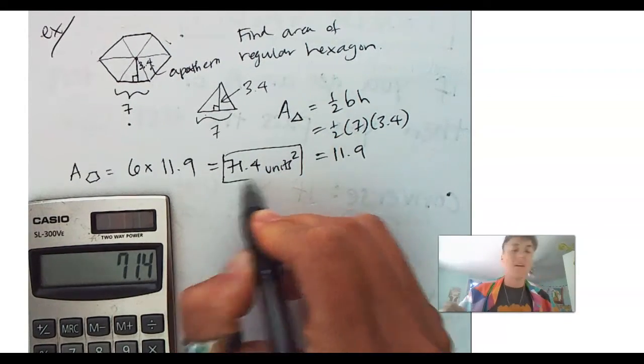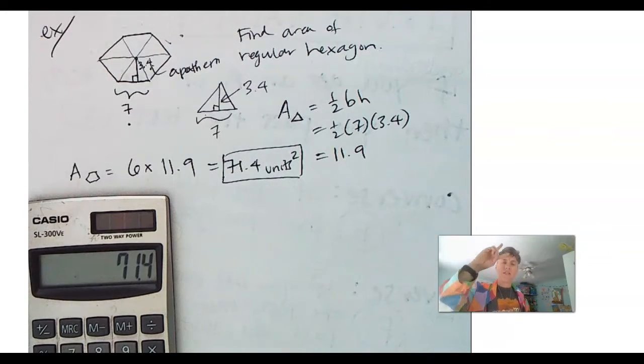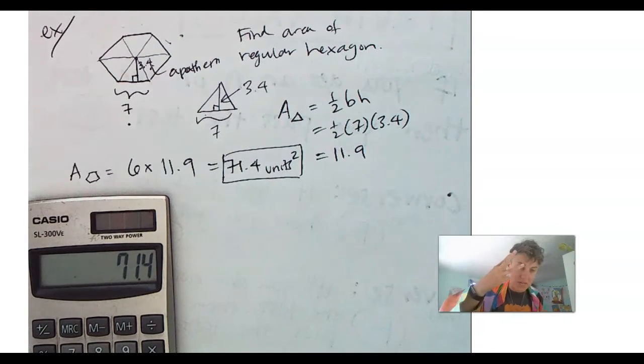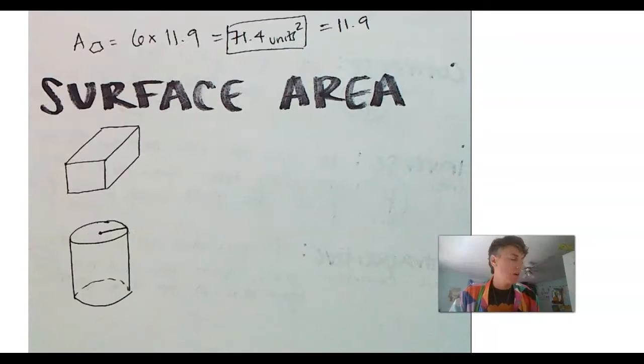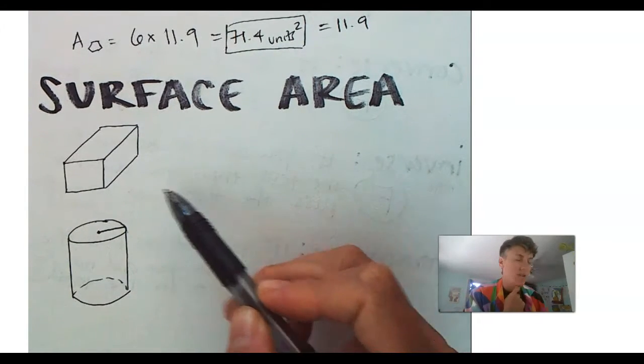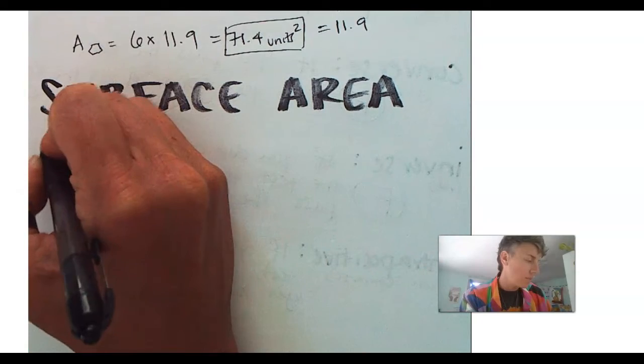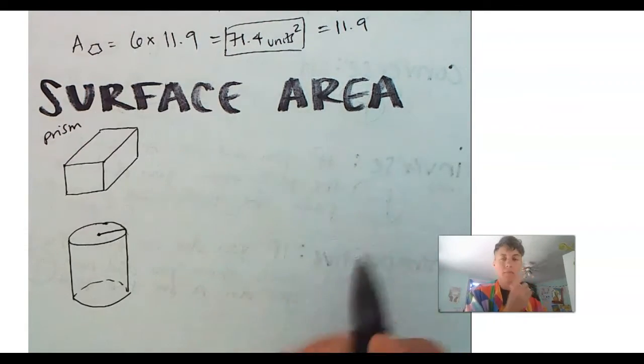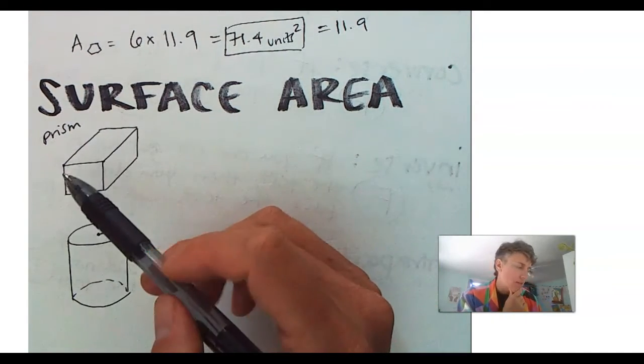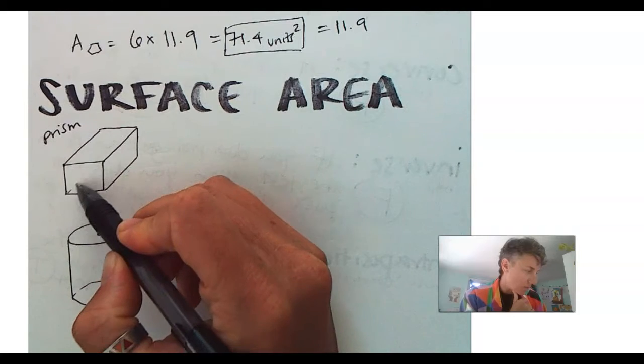Sweet. All right, that's all of our discussion of the 2D areas. Let's move on to 3 dimensions. All right, let's start talking about some surface areas. This guy right here is called a prism. Cool. Now, if we look at it, it's a 3D shape.